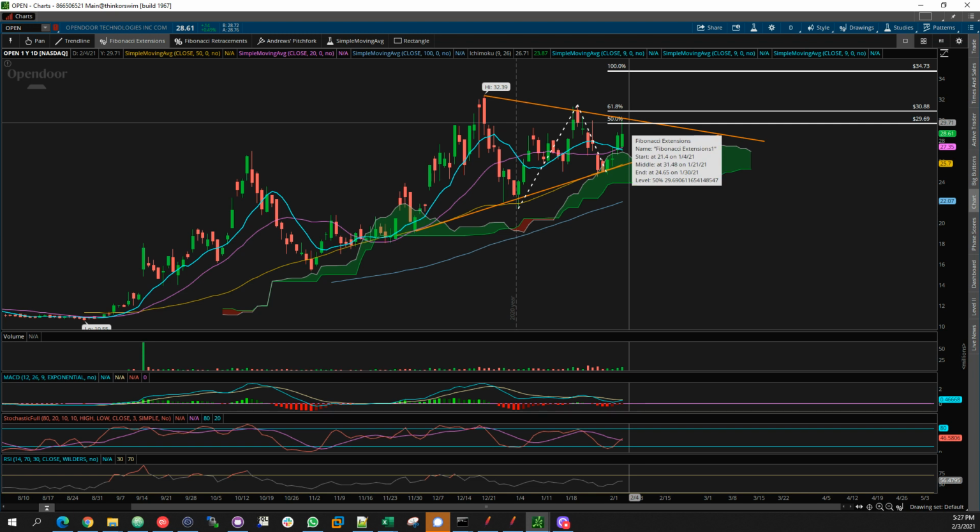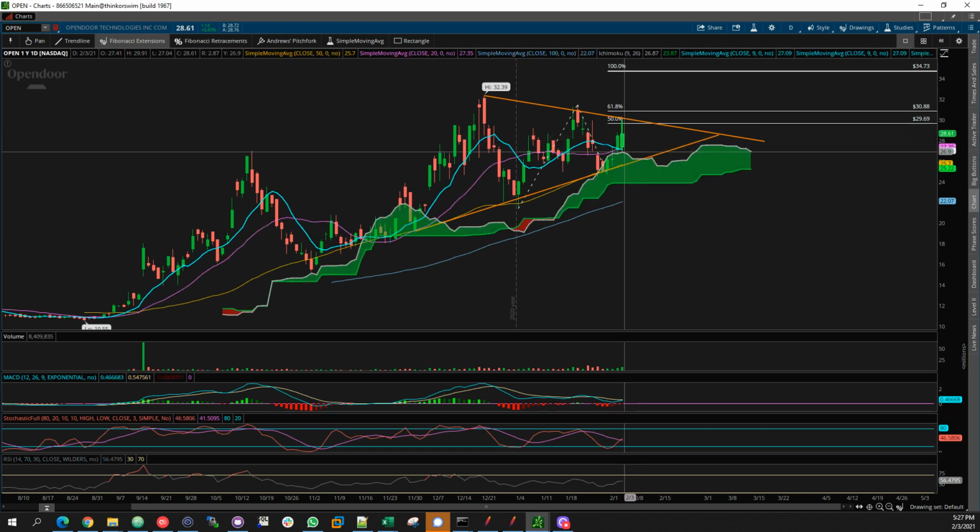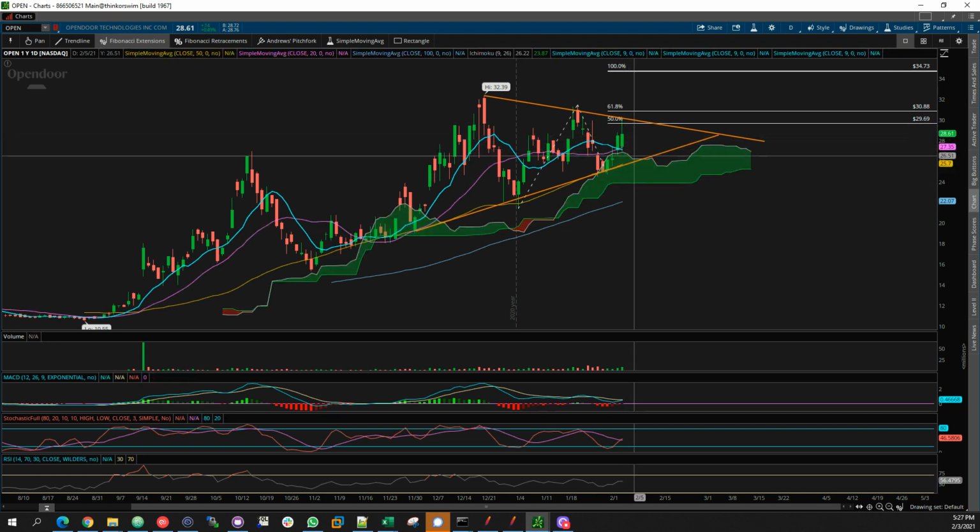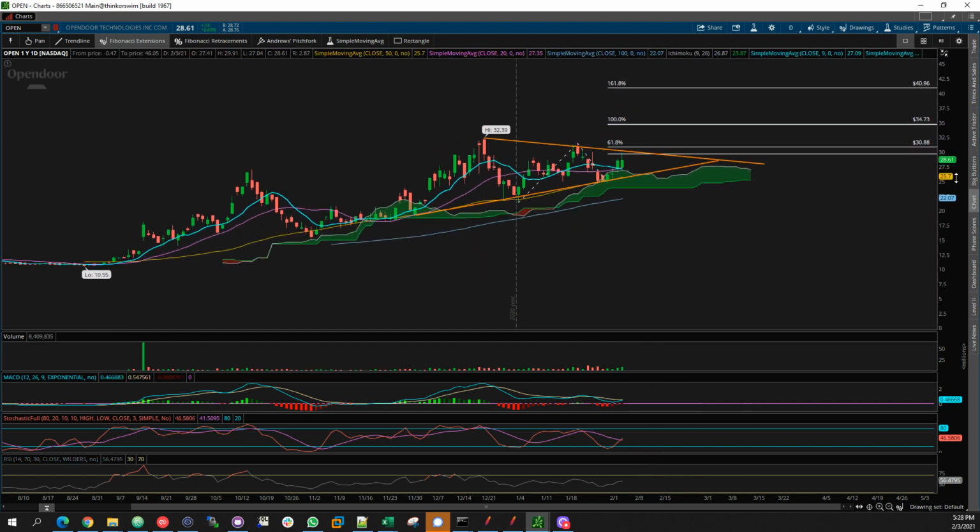they have hit the 50 fib. It's totally normal for them to get support at the cloud top around 26.50, 26.27. Those ranges are fine. Let it rest. And then the next bounce up is going to be 34.73 and 40 bucks.